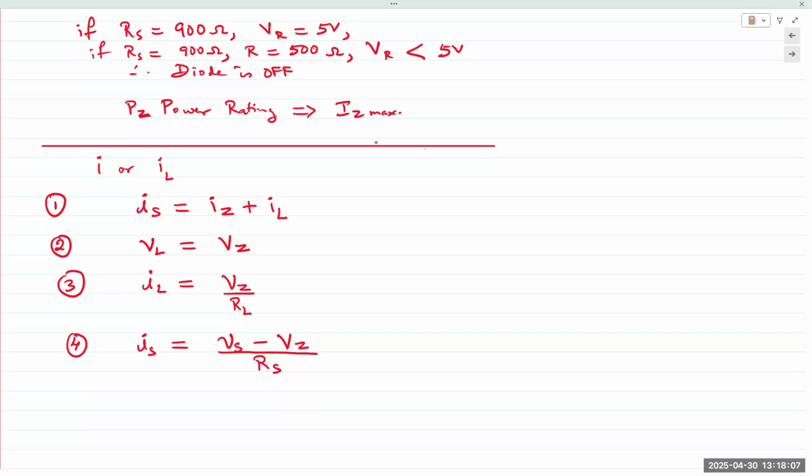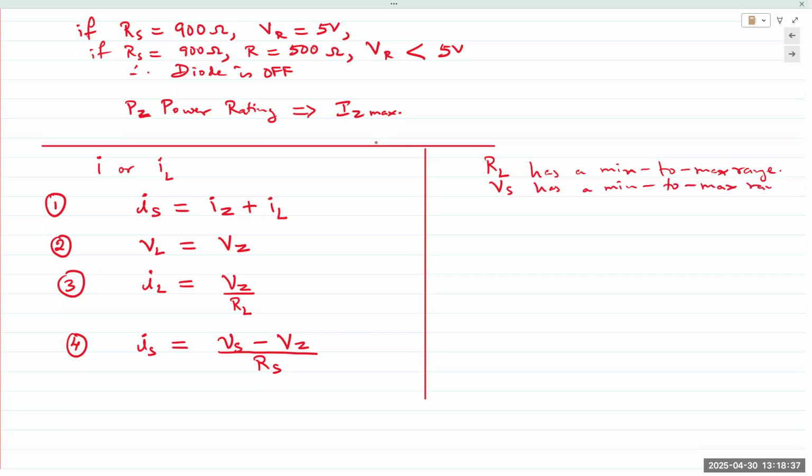Okay, so let's see, what was I? So RL has a minimum to maximum range, which depends on VZ. And VS also has a minimum to maximum range. So again, there's lots of variables in there. We can create a design problem using any one of those variables. In this class, we're simply applying, so we won't look at all case scenarios, but we'll look at one or two of those.